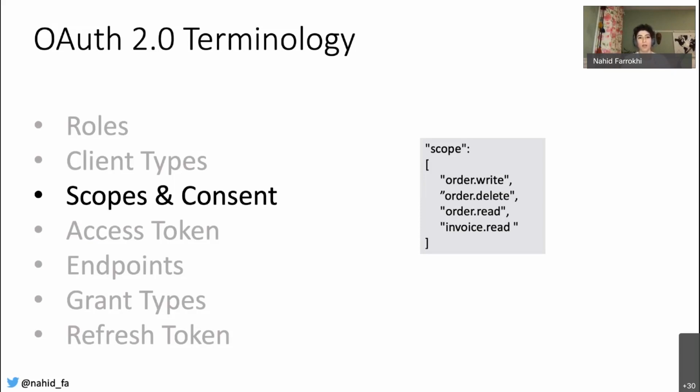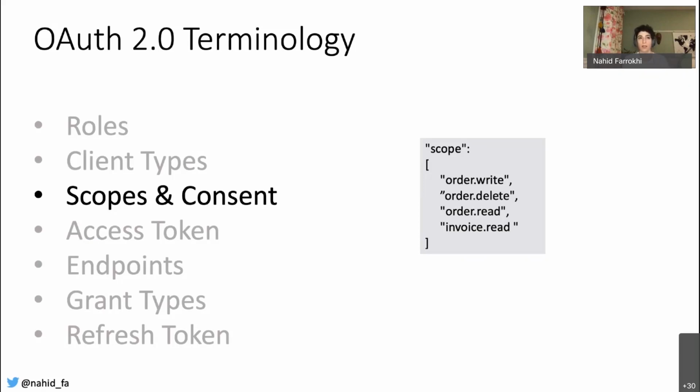Here I have some examples of scopes. For example, you can say order write, order delete, order read. These mean the user can delegate order write to this application, so an application can make an order on behalf of the user.